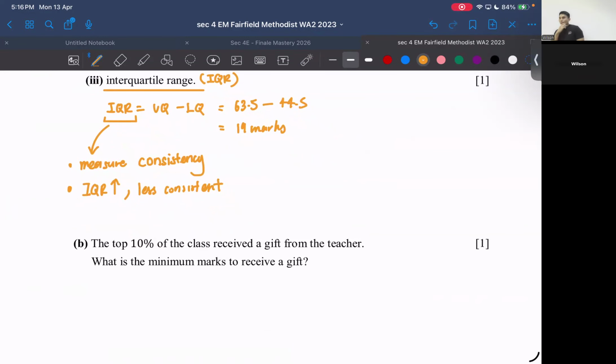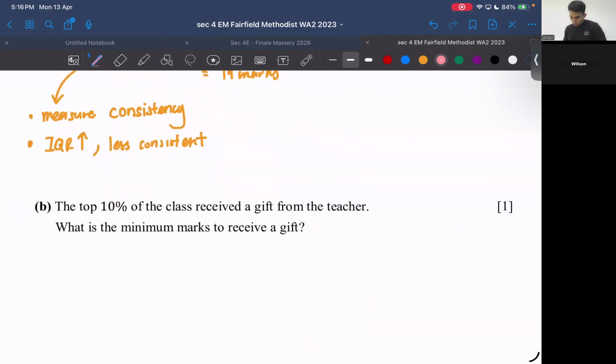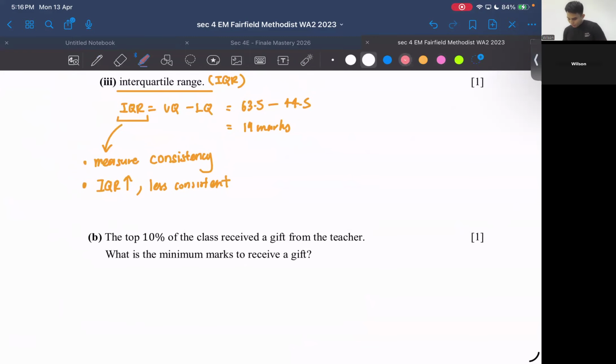Okay. Now, any issue so far? Interquartile range, upper quartile, lower quartile, median, 100 percentile, 0 percentile over here, continuous data, and so on and so forth. No, okay, very good. Now, the top 10% of the class receive a gift from the teacher. What is the minimum marks to receive a gift? So let me rephrase it in such a way that it is easy for us to understand. So the top 10% means to say from which percentile to which percentile?